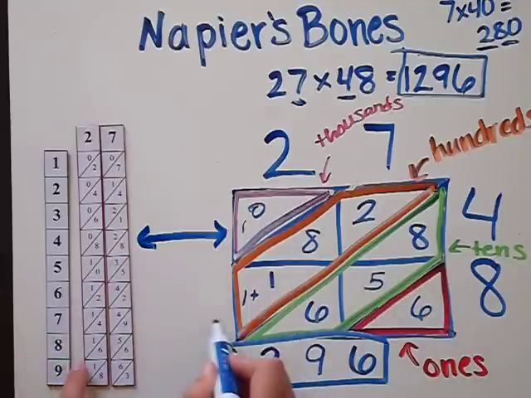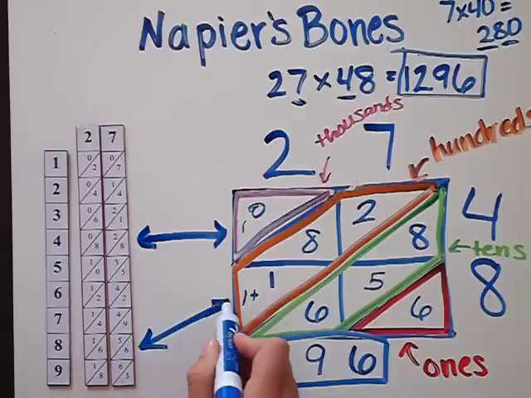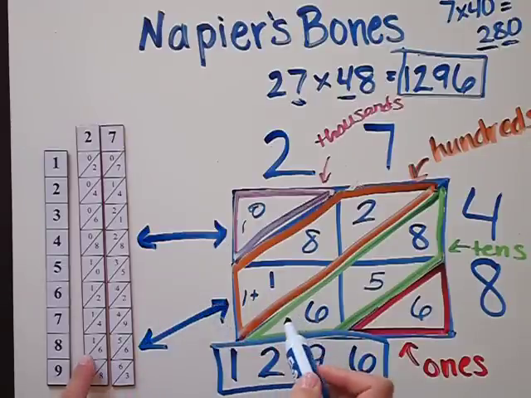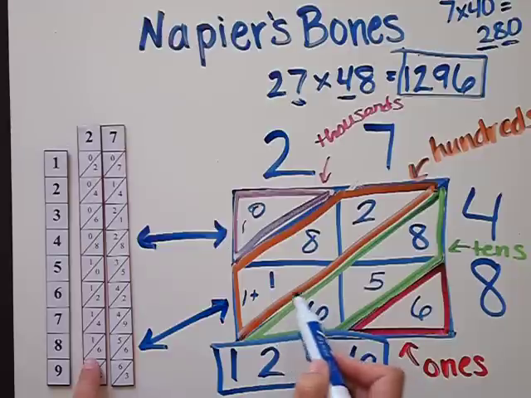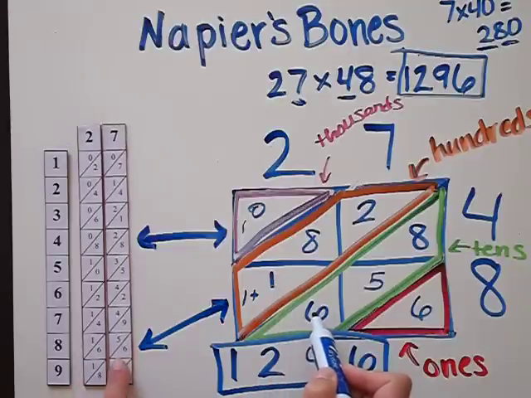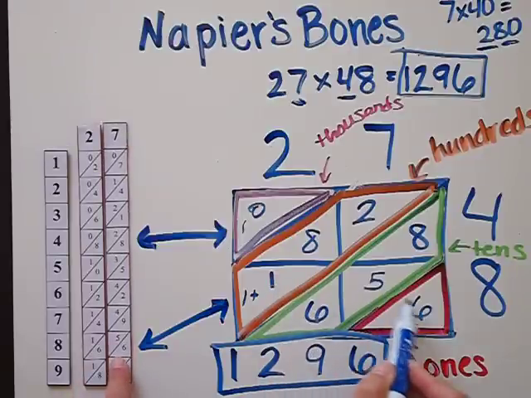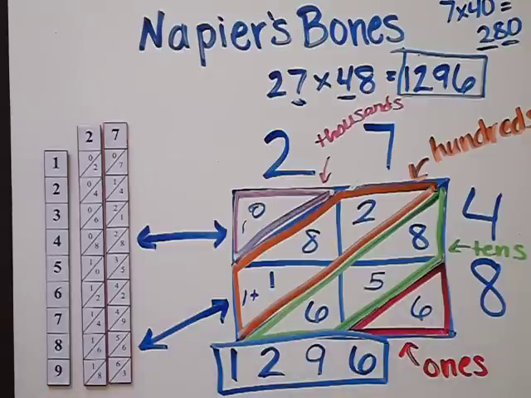And then the eighth row, same thing, we have the 20 times the 8, which was 160, or 16, and then also the 7 times the 8, which was the 56. So you can see the connection between Napier's bones and lattice multiplication.